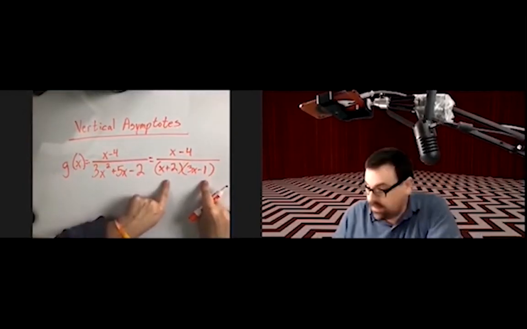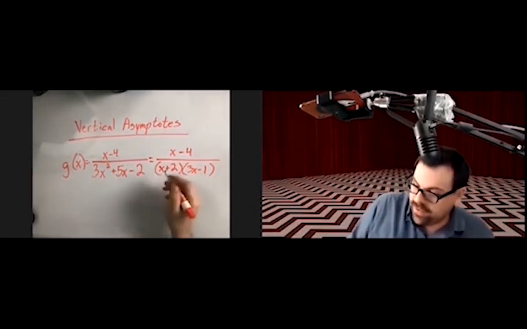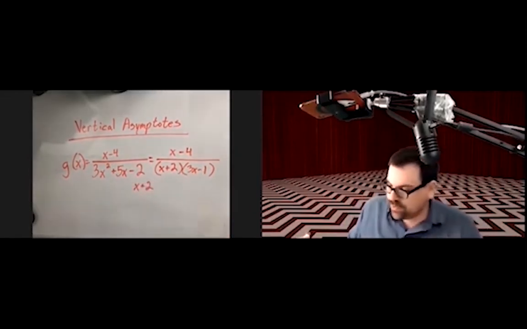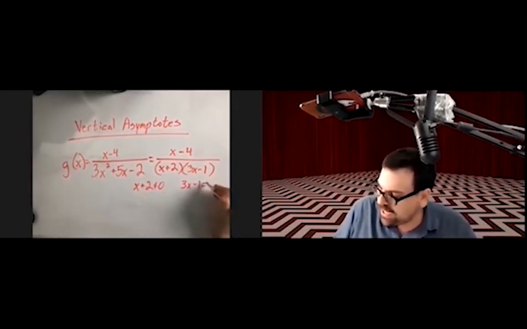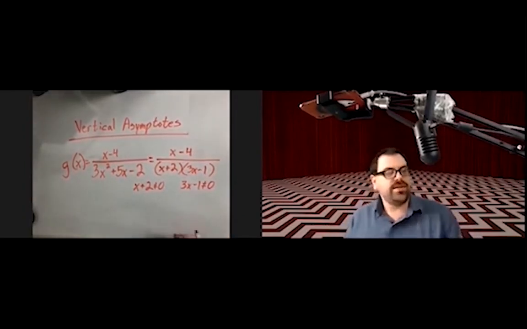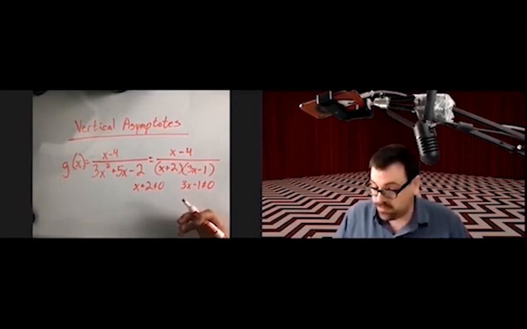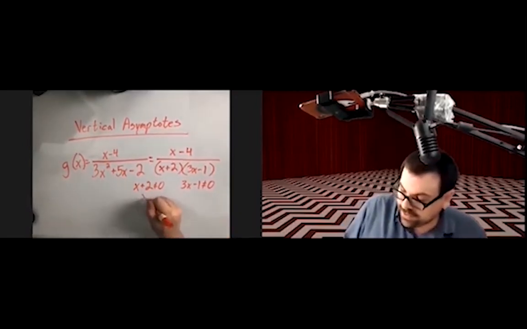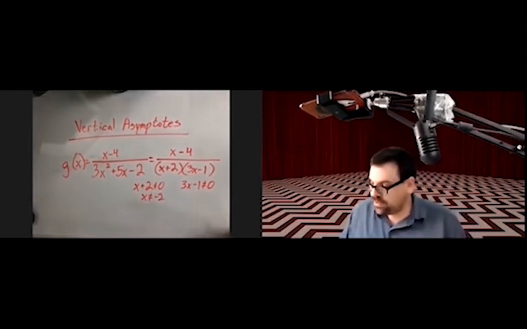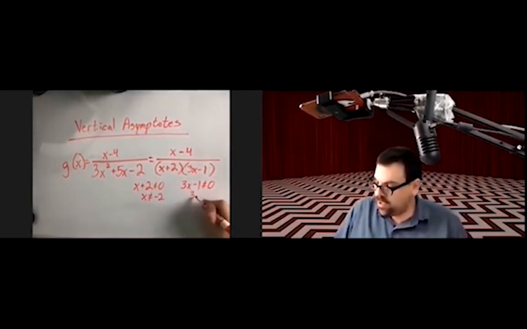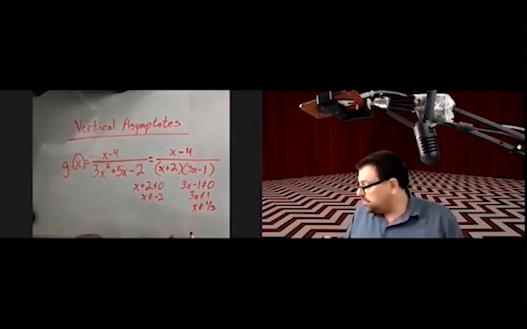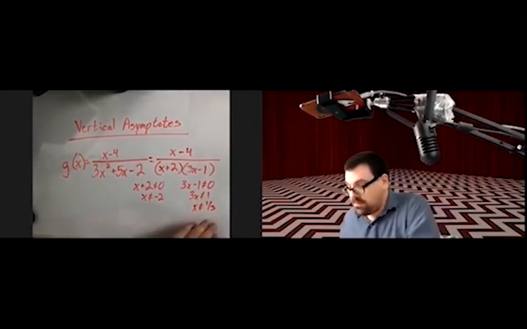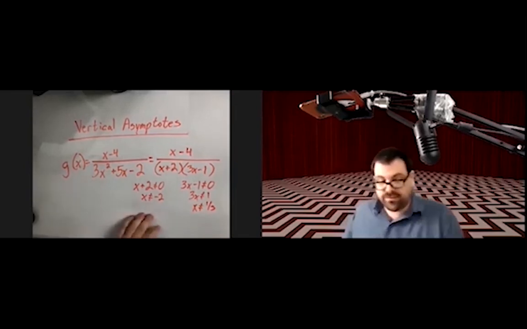And now we can see that x plus 2 can't be 0, but also 3x minus 1 can't be 0. Those would cause us to get 0 in the denominator. They would cause us to be undefined overall. So x can't be negative 2. Add 1. 3x can't be 1, so x can't be positive 1/3. So here we would have 2 vertical asymptotes, positive 1/3 and negative 2.